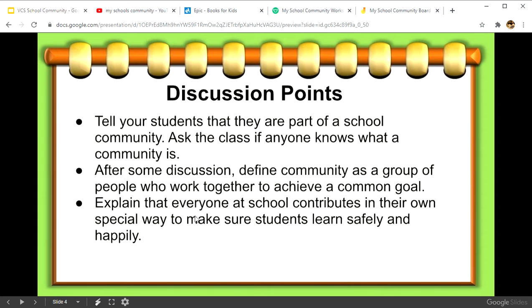Discussion points. You can tell your students that they are a part of a school community. You can ask the class if anyone knows what a community is. After some discussion, define community as a group of people who work together to achieve a common goal. You can explain that everyone at the school contributes in their own special way to make sure students learn safely and happily.